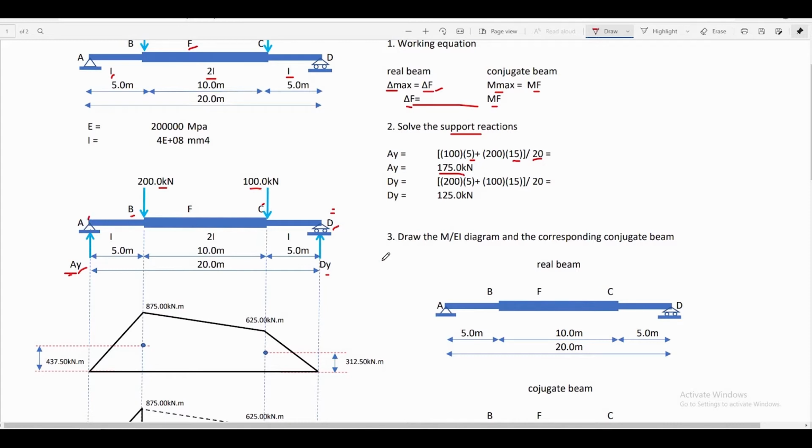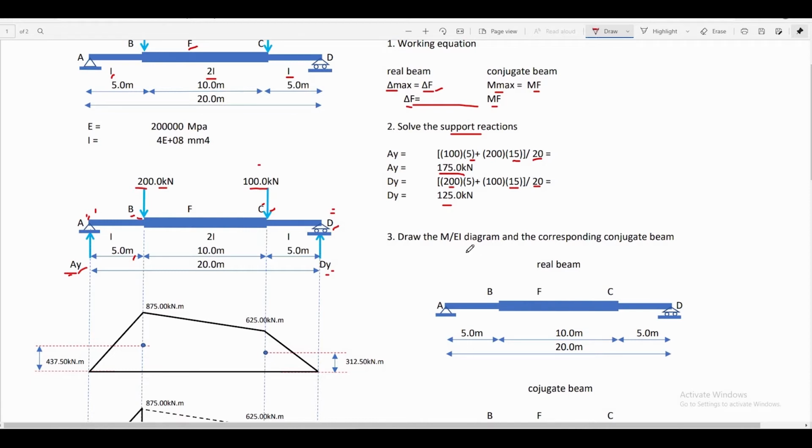Applying summation moment at point A, we can solve for DY, and that is just equal to 200 multiplied by the distance from point A up to point B, that is equal to 5 meters, plus 100 kilonewton, the concentrated load at point C, multiplied by the distance from point A up to point C, which is equal to 15 meters. Then we divide that by 20, and the result is equal to 125 kilonewton, the vertical reaction at point D of the beam. If we add AY to DY, 175 plus 125, that is equal to the applied load, 200 plus 100, which is equal to 300 kilonewton.